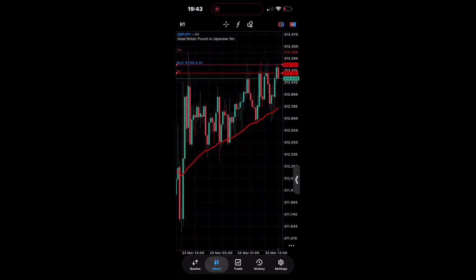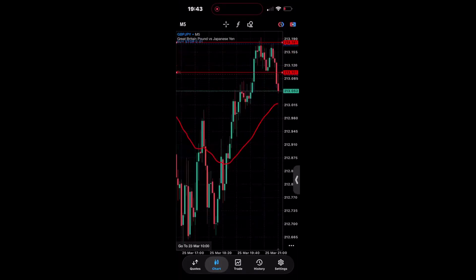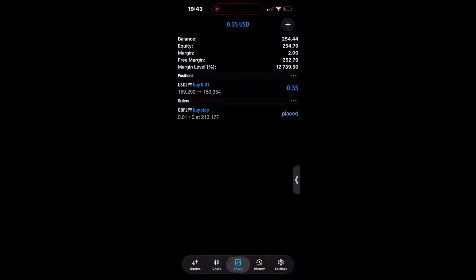All right. So this is just a very quick example of how this works. It's very simple, a very simple strategy. You can try it out. USDJPY is in very good profits right now. Let's go and check the charts.